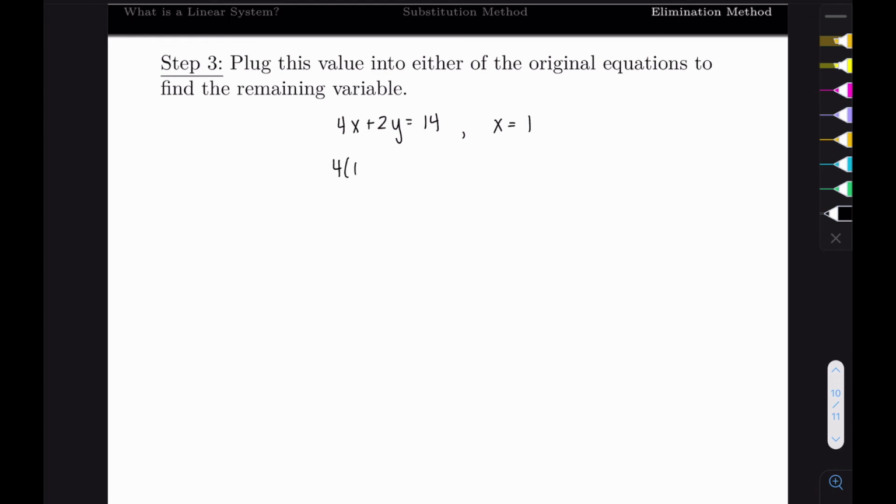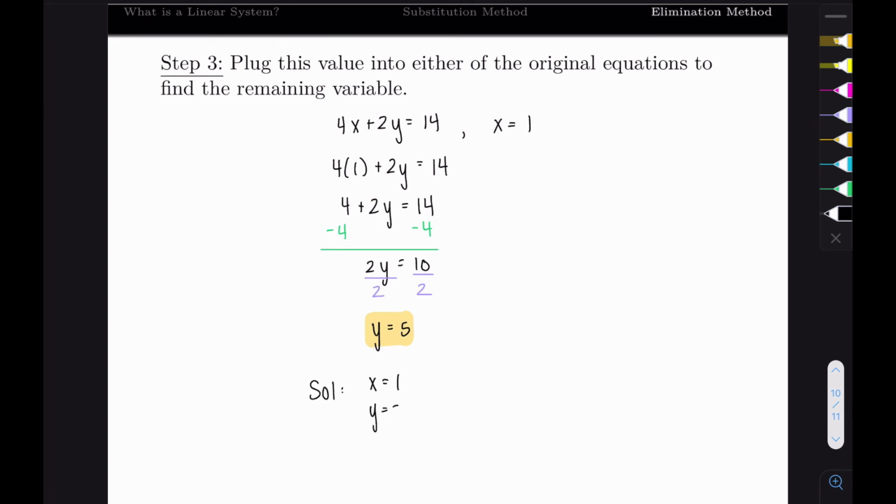So plugging that in, that gives us 4 times 1 plus 2y equals 14, which is just 4 plus 2y equals 14. So we go ahead and subtract 4 from both sides, gives us 2y is 10, and then we divide by 2 and find out that y must equal 5. So our solution is that x equals 1, y equals 5, or again, you can write it as the point (1, 5).